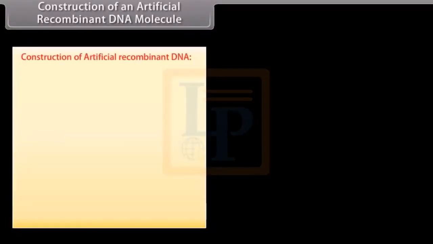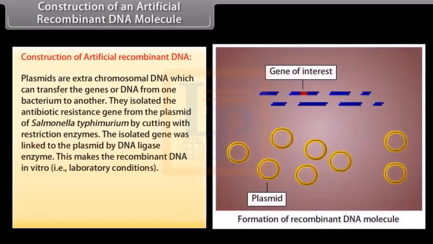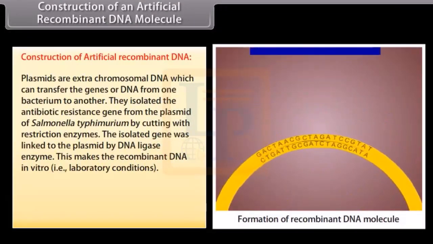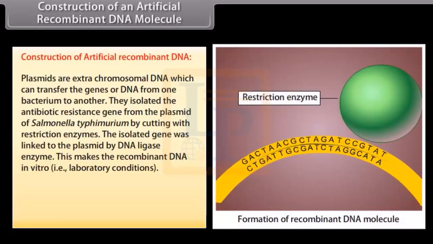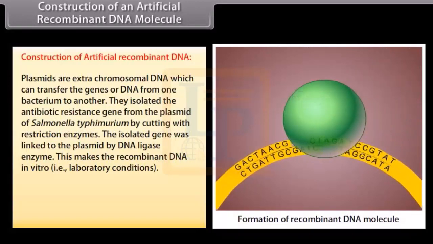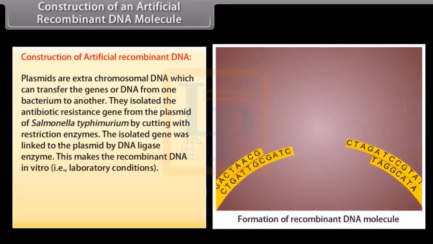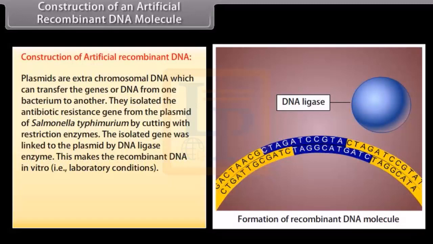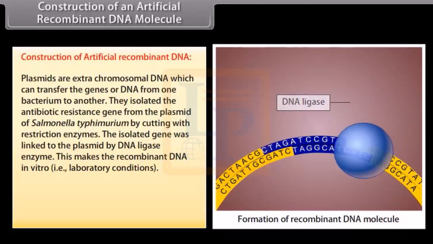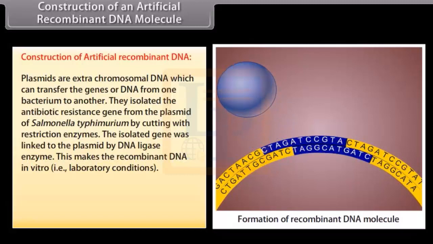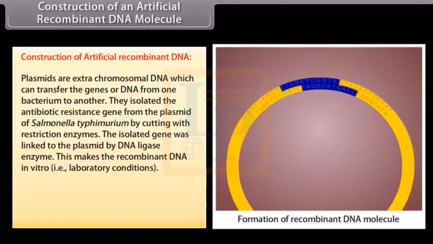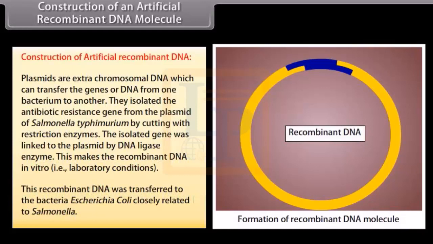Construction of artificial recombinant DNA. Plasmids are extrachromosomal DNA which can transfer the genes or DNA from one bacterium to another. They isolate the antibiotic resistance gene from the plasmid of Salmonella typhimurium by cutting with restriction enzymes. The isolated gene was linked to the plasmid by DNA ligase enzyme. This makes the recombinant DNA in vitro, that is laboratory conditions. This recombinant DNA was transferred to the bacteria Escherichia coli, closely related to Salmonella.